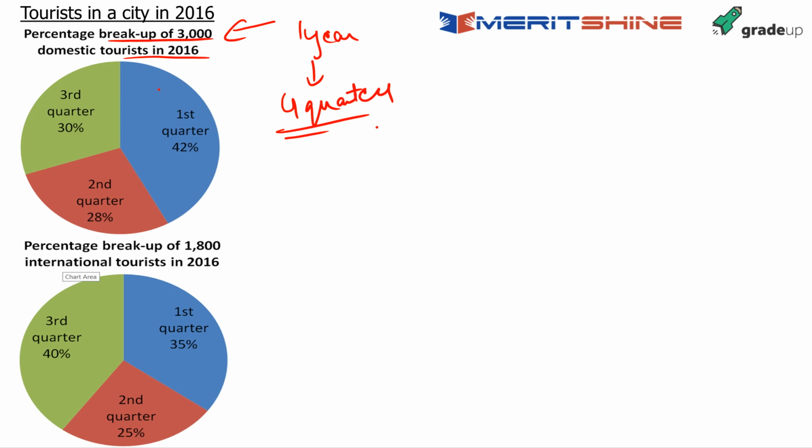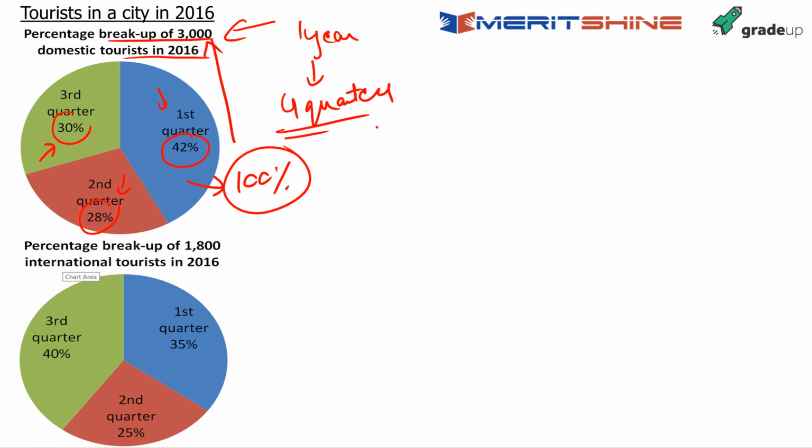And if you look at this, this is first, second and third quarter. Fine. So the fourth quarter is missing here. So basically this number 3000 here is not the number for 2016. Why? Because if you add this 42, 30 and 28, it gives you 100. And that's the meaning of a pie chart. If it's a pie chart, it always has to add up to either 360 degree or 100%.